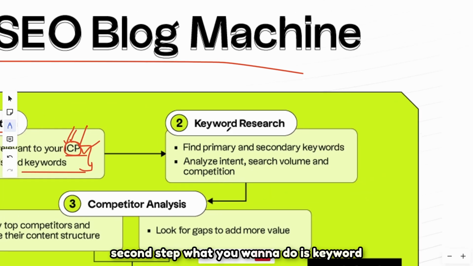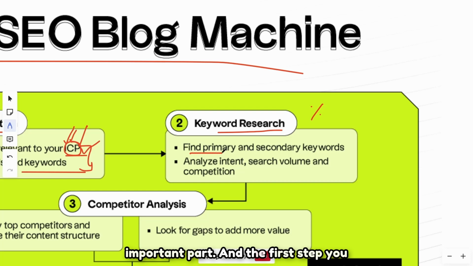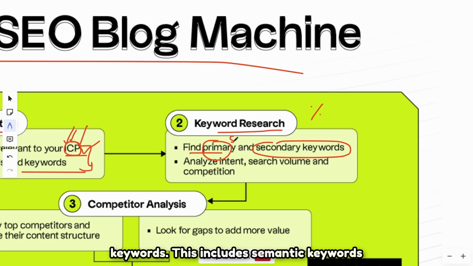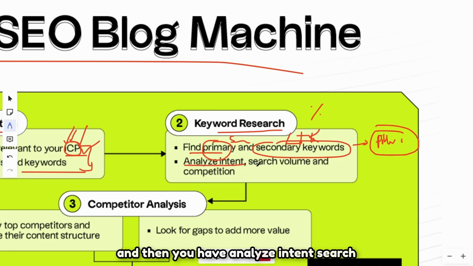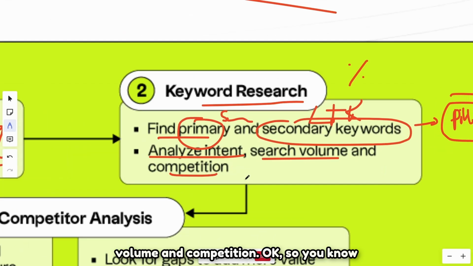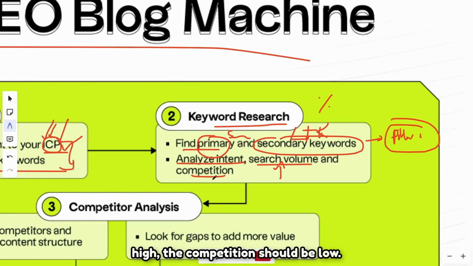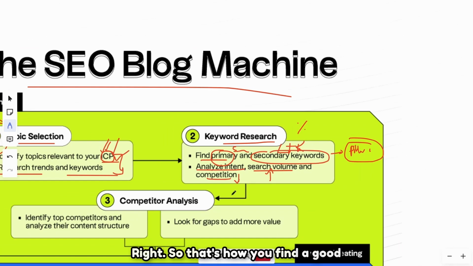The second step is keyword research. This is a very important part, and the first thing you want to do inside keyword research is find primary keywords and secondary keywords. This includes semantic keywords and long tail keywords, LTK. And you want to have a pillar keyword, which is going to be the main keyword, and I'm going to show you in this video how you can take this pillar keyword and create an entire article. And then you analyze intent, search volume, and competition. So you know the rules: the search volume should be high and the competition should be low. That's how you find a good keyword.